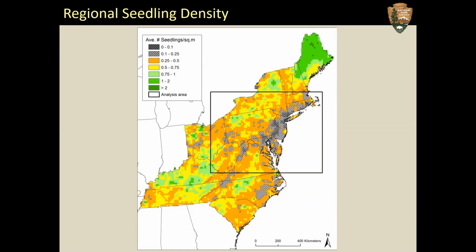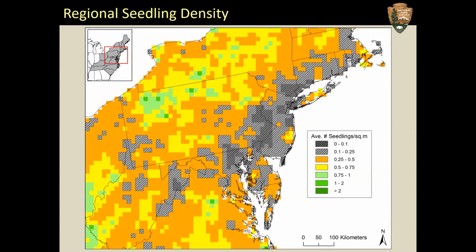Zooming into that area, the dark gray in the map represents seedling densities of less than 1 seedling per 10 square meters. And then the lighter gray is less than 1 seedling per 4 square meters. So it's really, really low regeneration. And so next I'm going to walk you through the metrics that best predicted these patterns based on model selection.